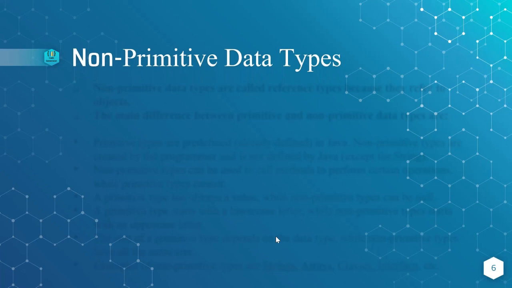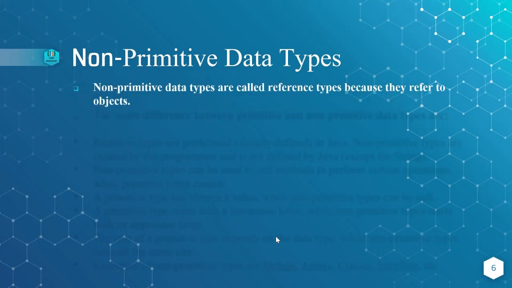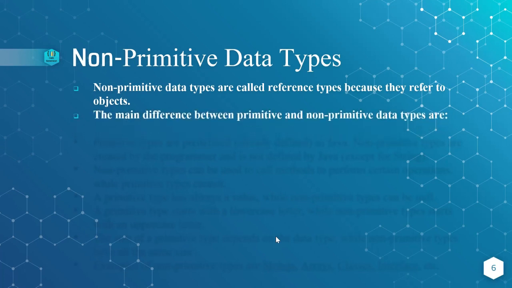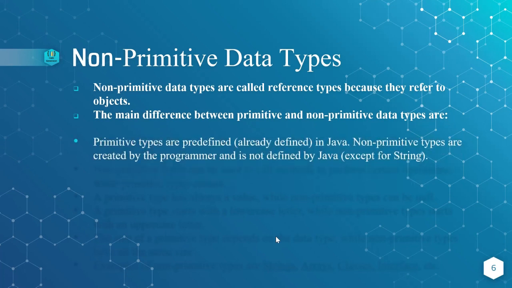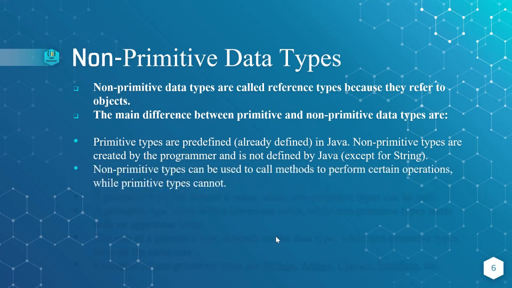Next is non-primitive data types. Non-primitive data types are called reference types because they refer to objects. The main difference between primitive and non-primitive data types is: first, primitive types are predefined, that means already defined in Java. Non-primitive data types are created by the programmer and are not defined by Java except for string. Another is non-primitive types can be used to call methods to perform certain operations, while primitive data types cannot.